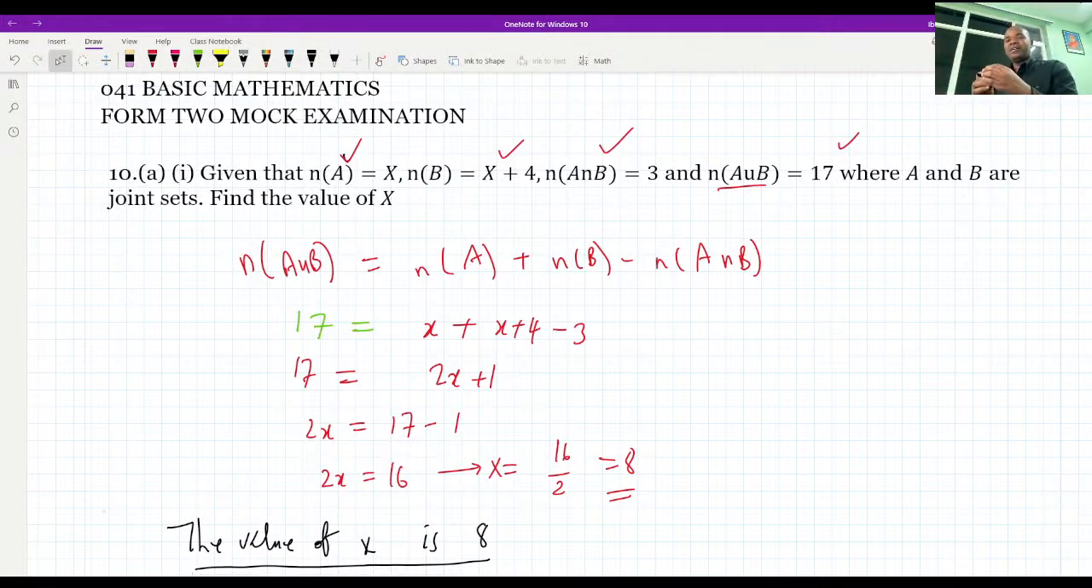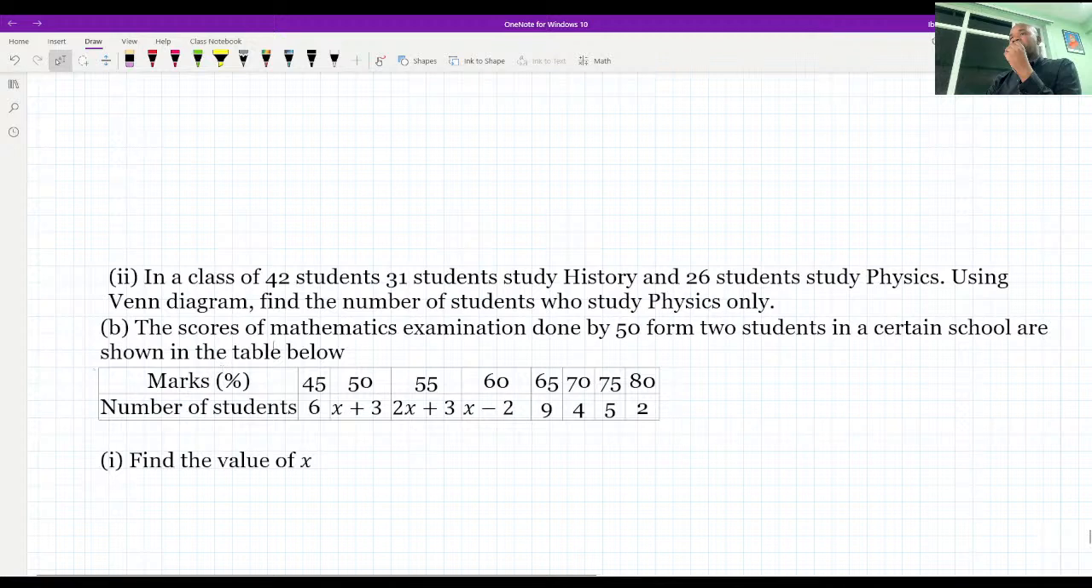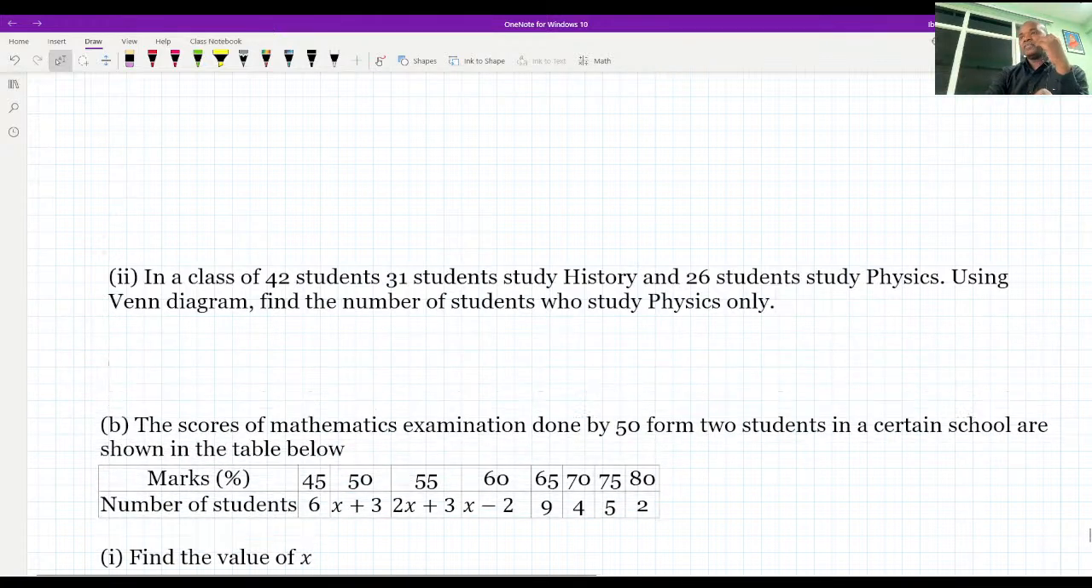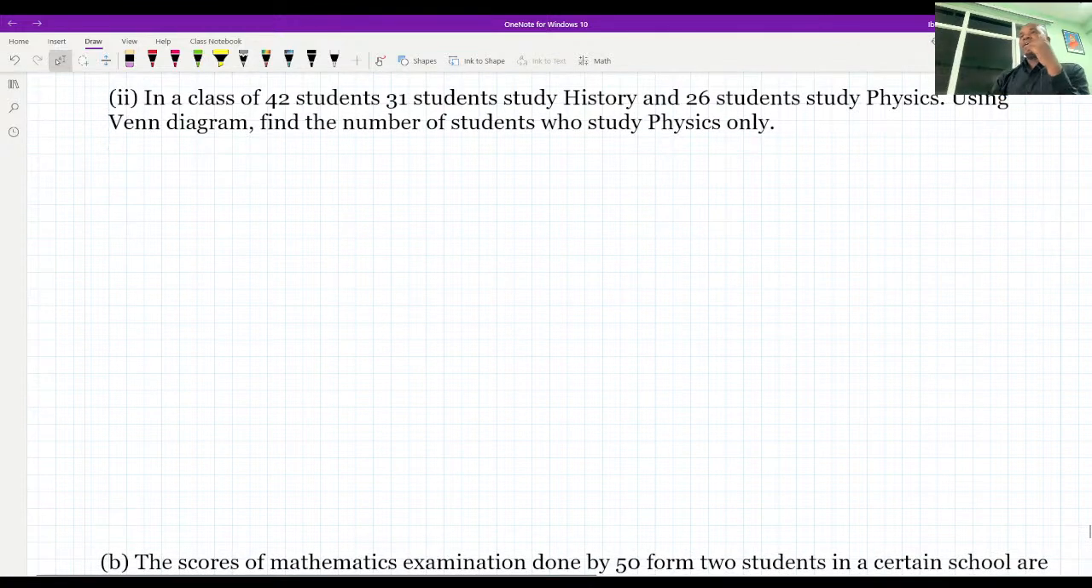And we are going to jump to question number 10A, Roman 2. In a class of 42 students. So again, this is a set question. In a class of 42 students, 31 students study history and 26 study physics. Using a Venn diagram, find the number of students who study physics only.